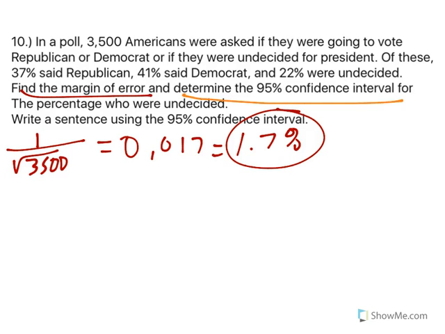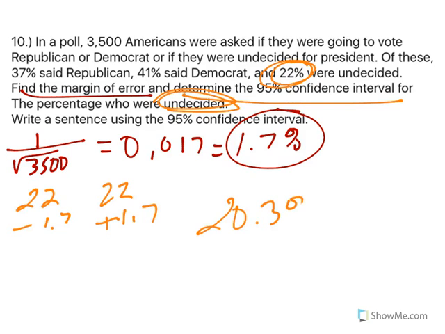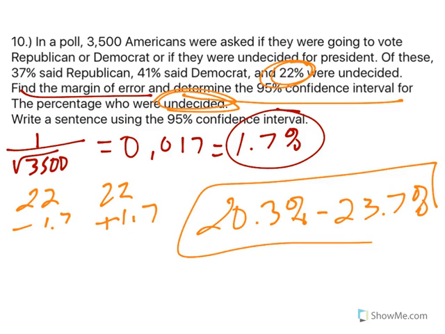Determine the 95% confidence interval for those who are undecided. Well, 22% is undecided. So 22 minus 1.7, 22 plus 1.7, and my confidence interval is going to be 20.3% to 23.7%. Now, the purpose of this is that if we would go out and we would survey a bunch of people, we would expect something in this range to be undecided.